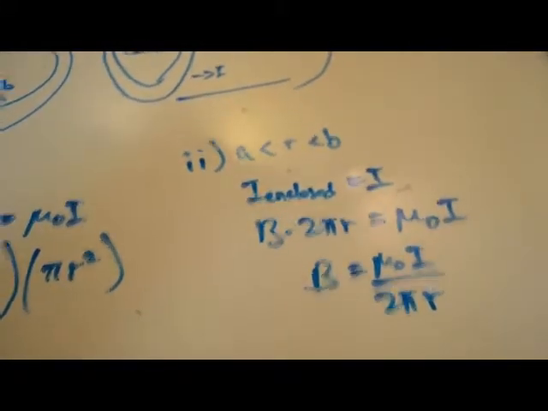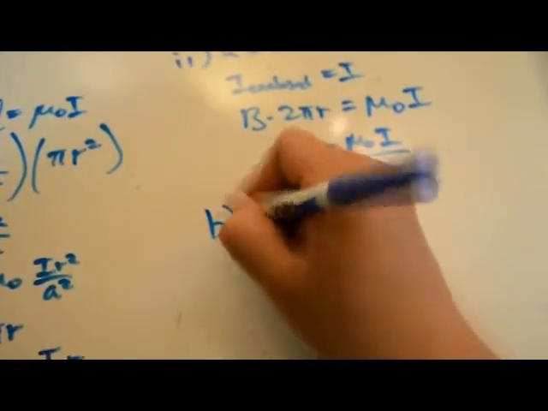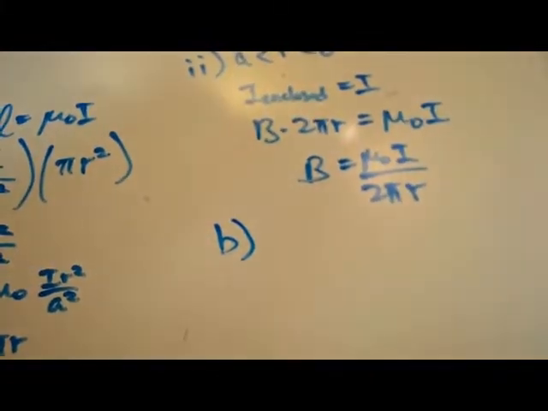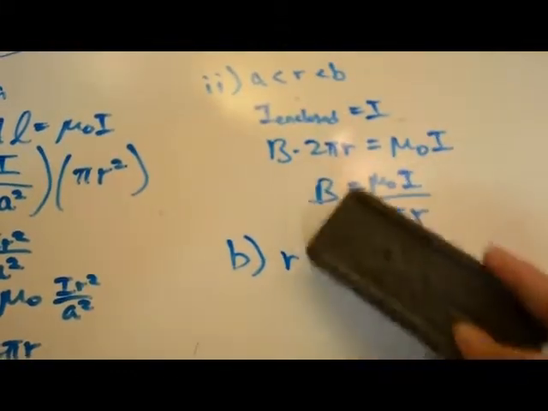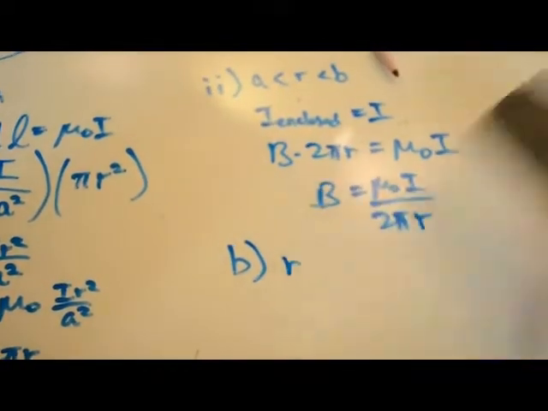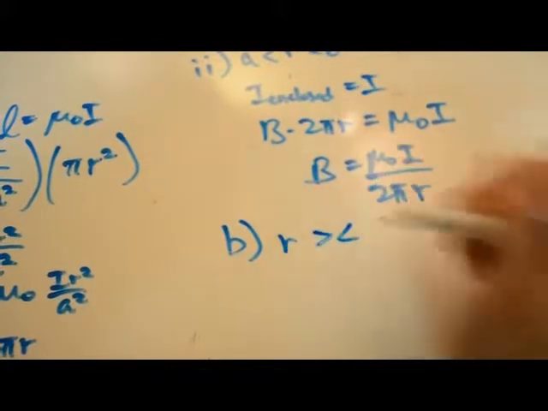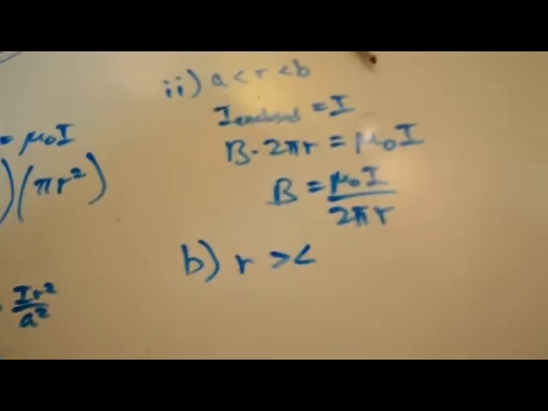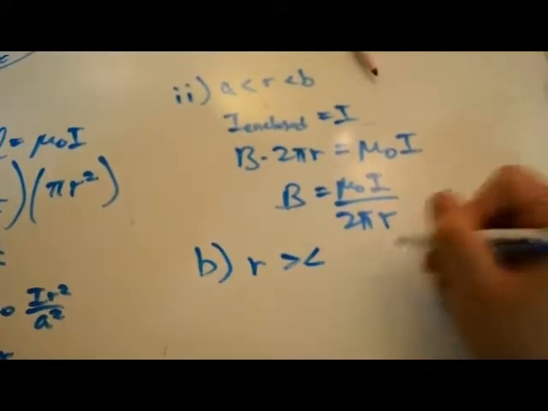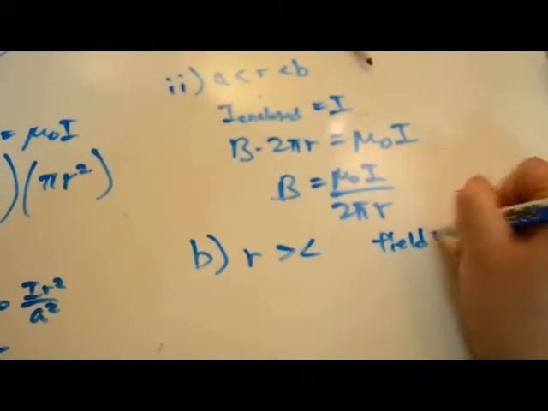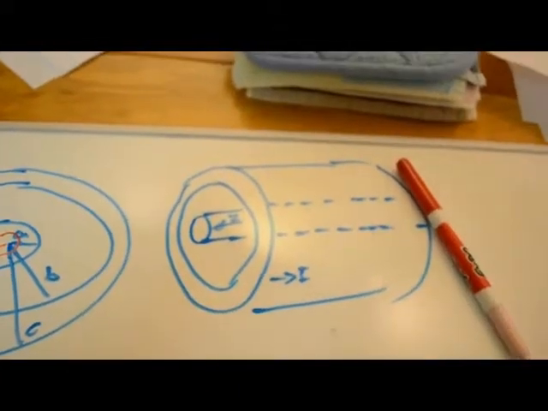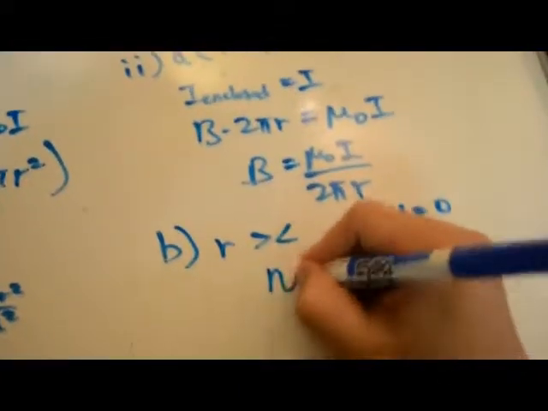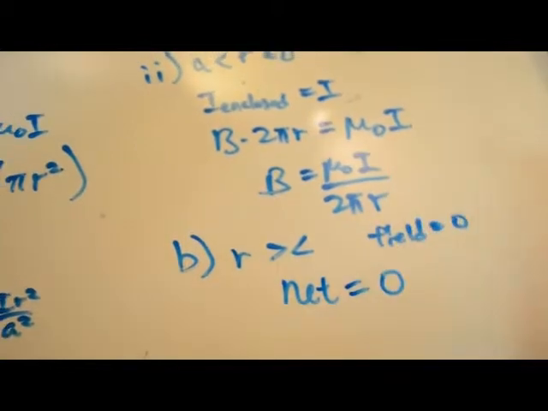Okay, now for B. B asks you when r is greater than c. So the field is equal to 0 because, well, you have current going in opposite direction, so the net current is equal to 0.